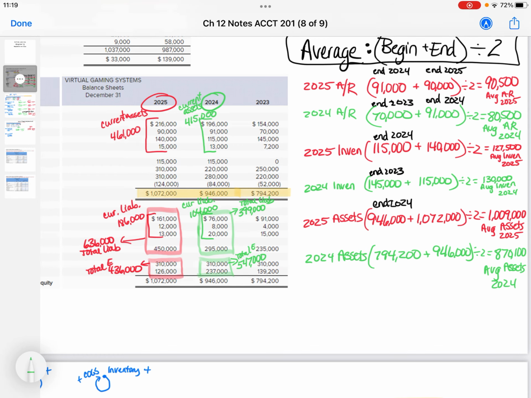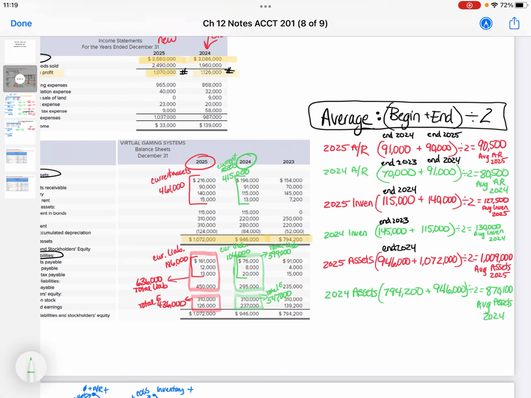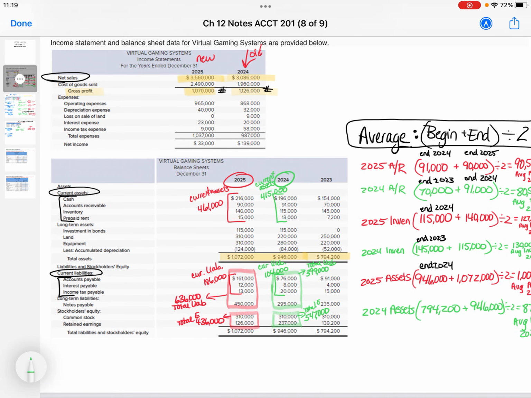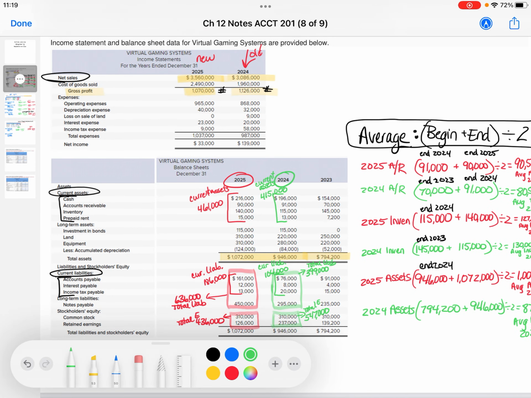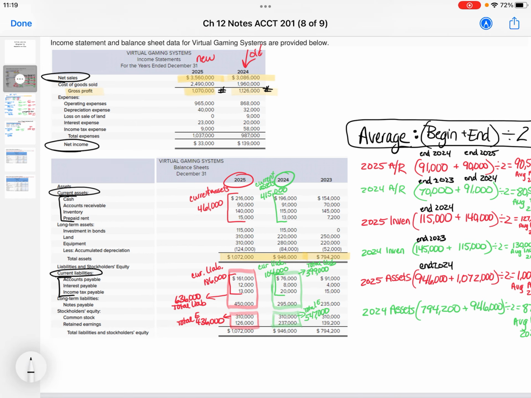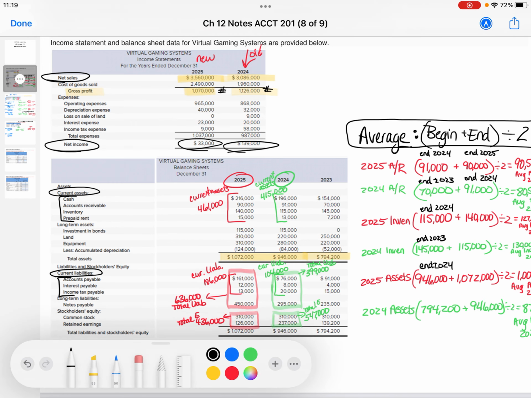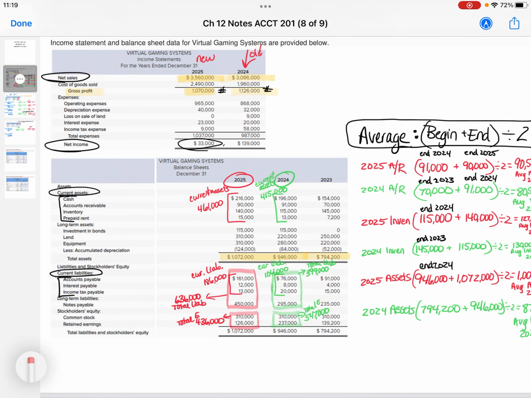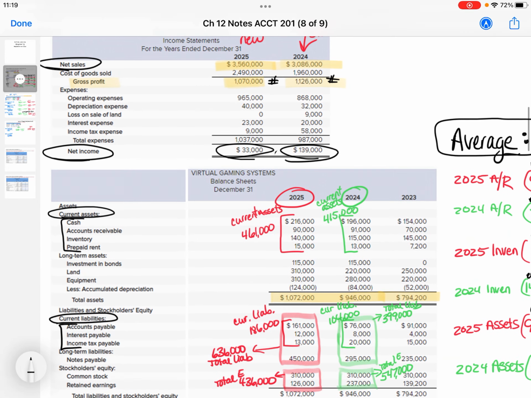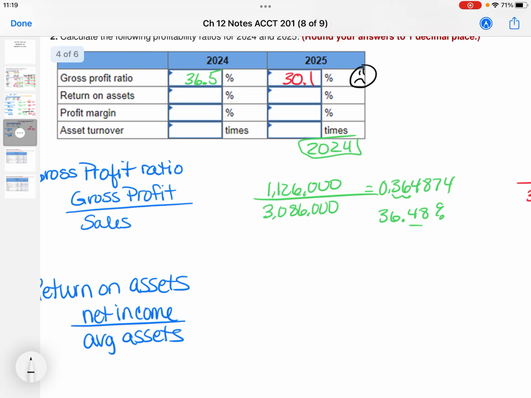All right, so I've got my average assets. Also for this ratio, we're going to need net income. It is given. So net income is the bottom, sorry, of the income statement. And this was pretty big. I probably just noticed it when I was prepping. Look at how much net income changed from last year to this year. So I already had a feeling that our profitability ratios are going to look kind of rough, right? So, okay, let's go to those.